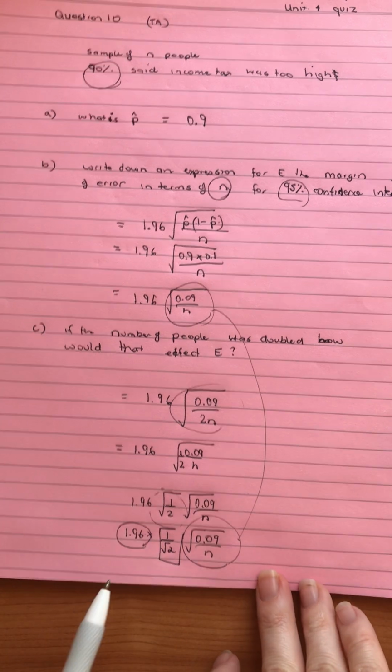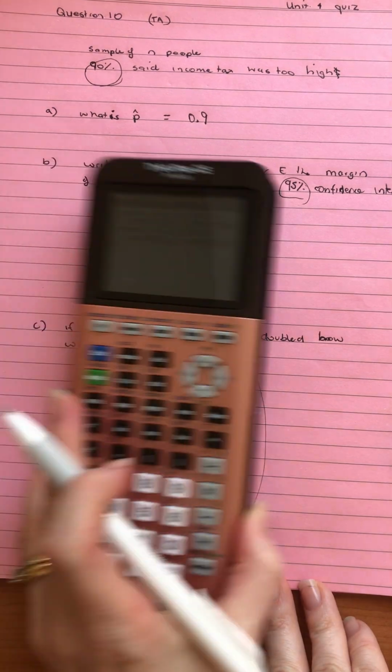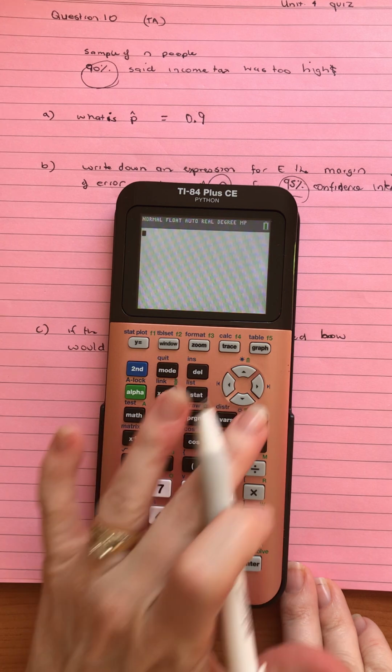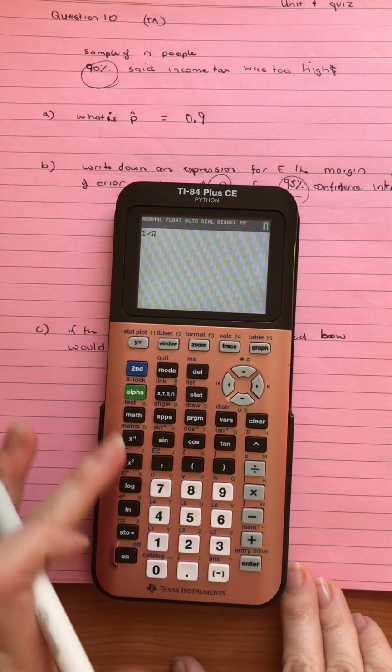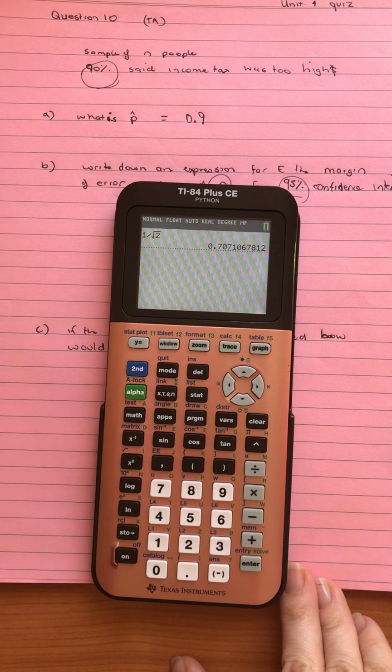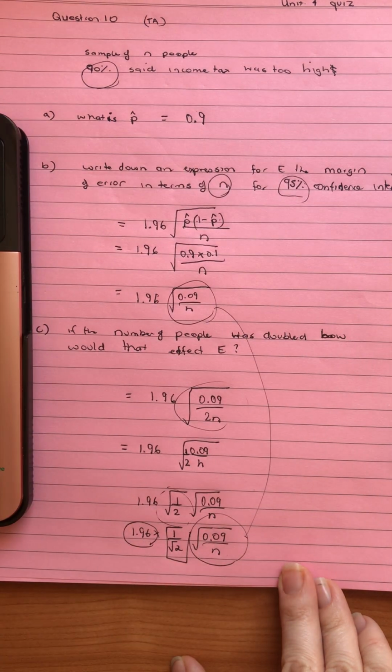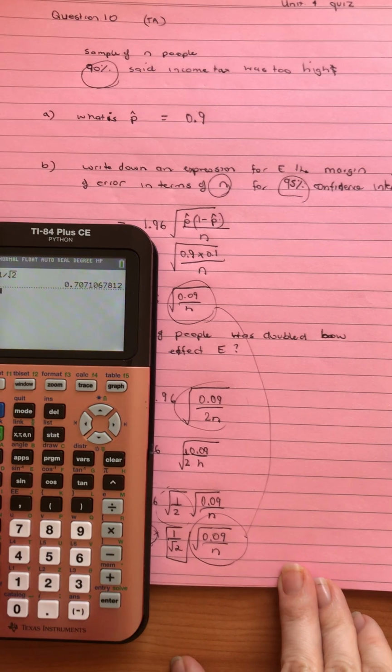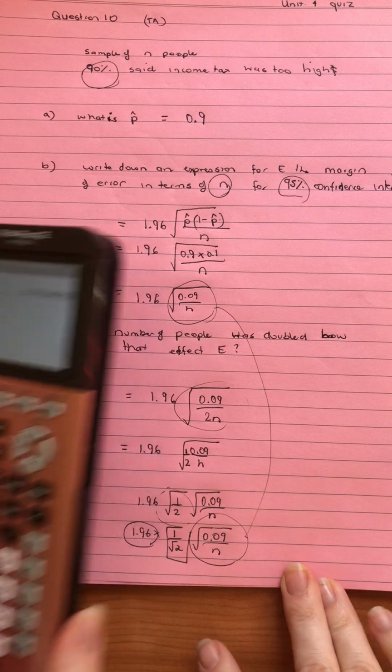And we can work that out as a decimal because it is a tech active question. So we can do 1 divided by root 2 and we get 0.707 as the factor that it is multiplied by. So that's what the effect will be. It will be multiplied by 0.707, or 1 on root 2.